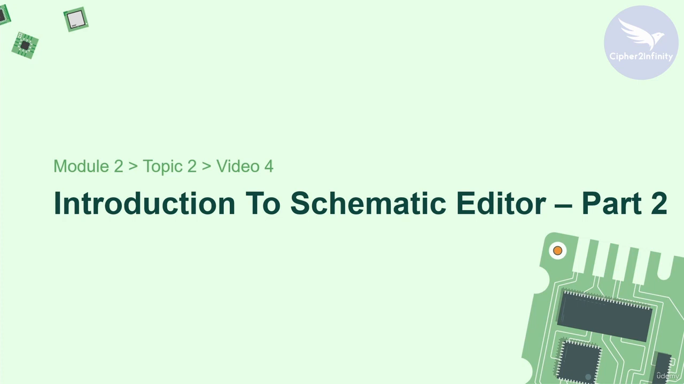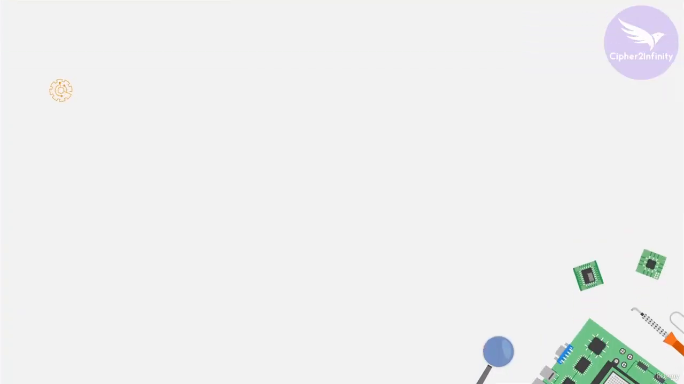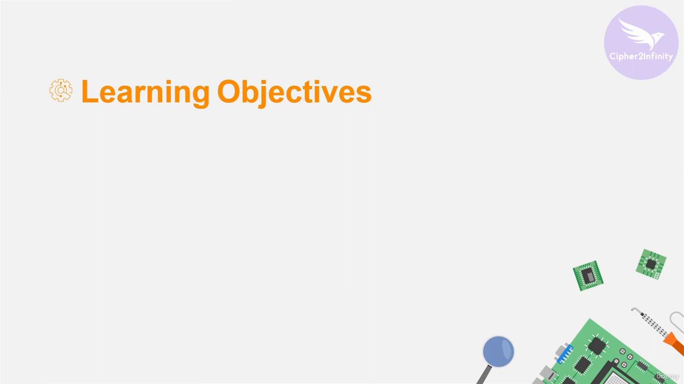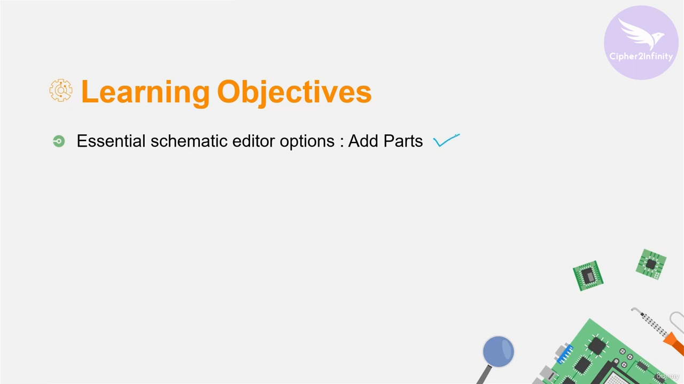Hey, hi, welcome back. Now let's start with part 2 of Introduction to Schematic Editor. From this video, we are going to start with the different options which are available in the toolbar. But out of all the available options, in this video I'm going to explain the most important tool, which is Add Parts. So let's start with this video now.